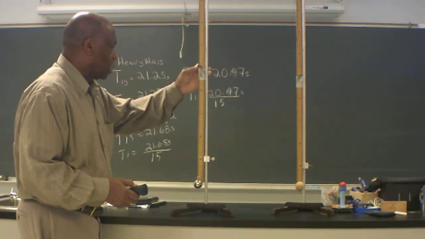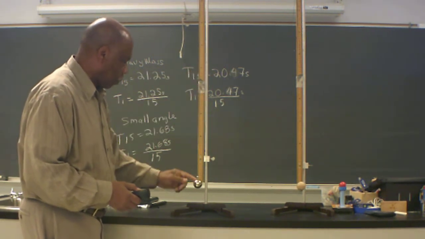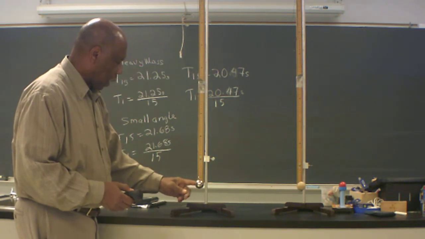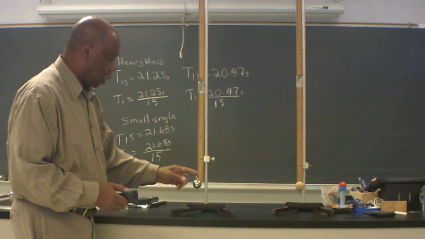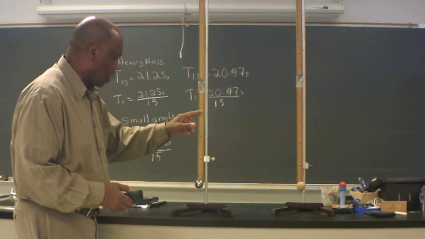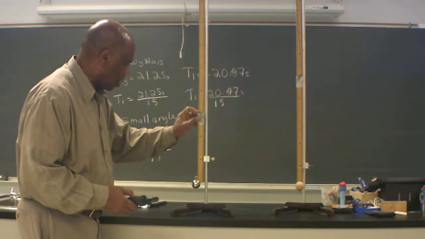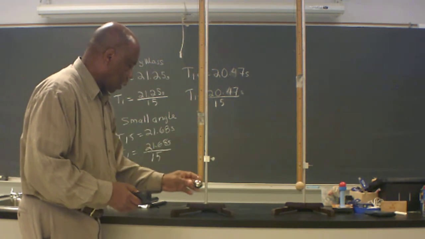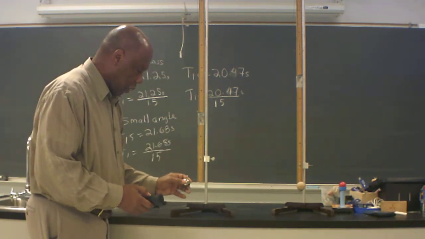So let's change this from 50 down to 30. We're measuring from the bottom. The bottom of this ruler matches the center of gravity of that ball. So at 10, 20, 30, let's change the length down to 30. And we're going to, again, time 15 swings. Let's get ready.